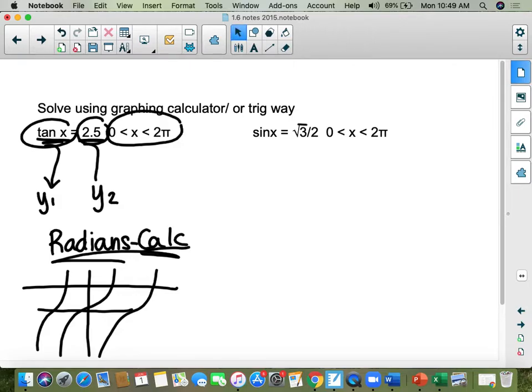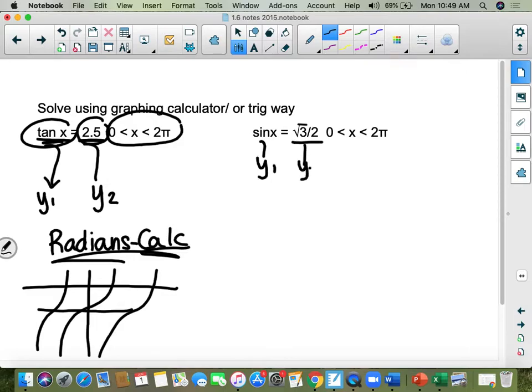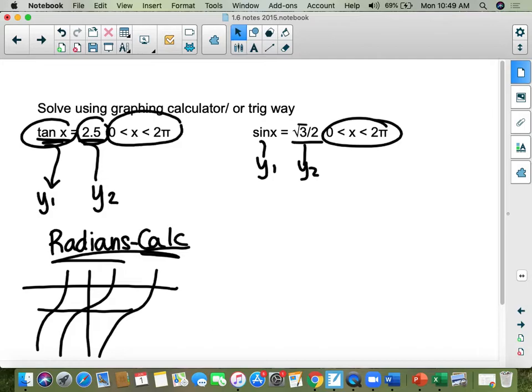Okay, let's do the same thing with this one. Make this y1, make this y2, change your window. Let's see if you guys can handle doing this again. And then I think we're done with notes. Oh, we have some graphs to do. I'm not done with notes, sorry.